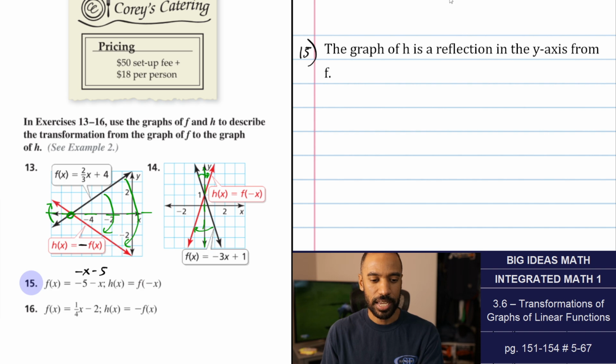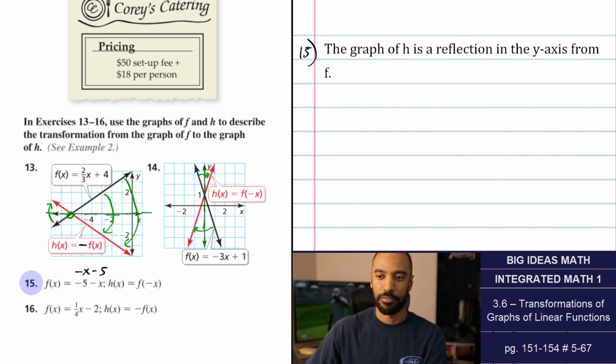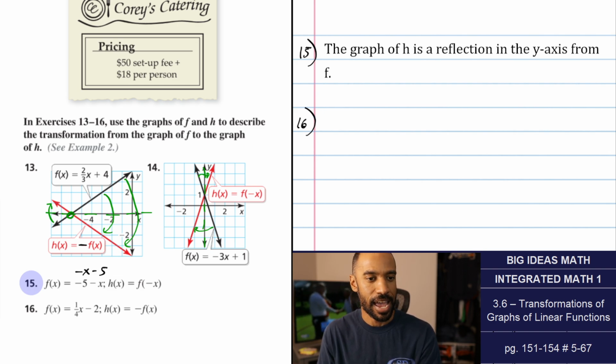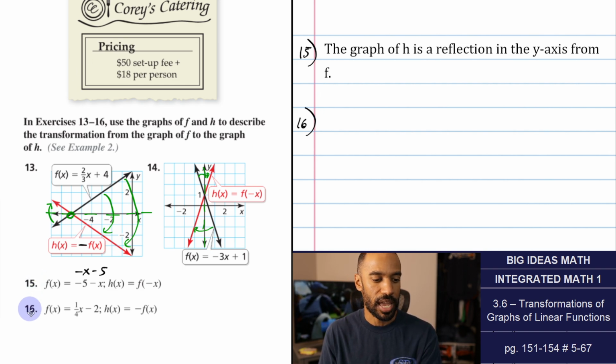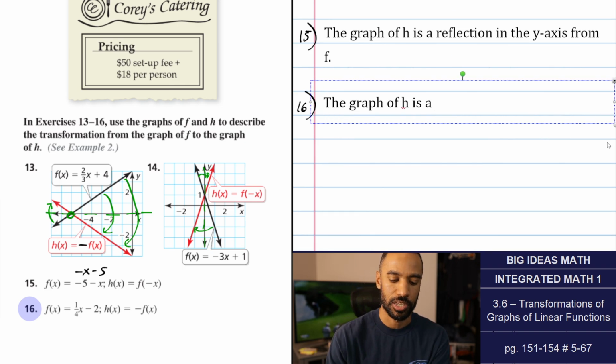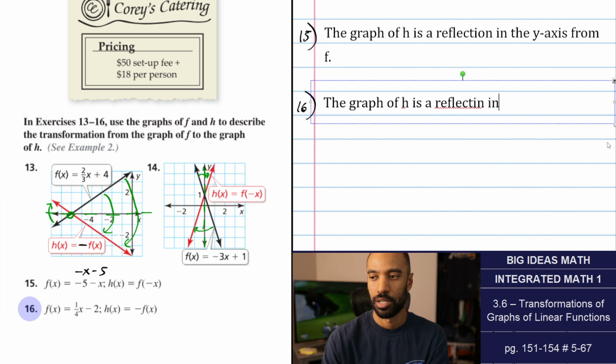And then number 16 looks to take whatever your f of x equation was, and we're reflecting the x-axis. So these are very easy answers as far as what we're stating, but we have to get familiar with them so we understand it. Whenever something's outside your function, it affects y. If it affects y, that means for a reflection, it's flipping over the x-axis. Reflection in the x-axis from f.